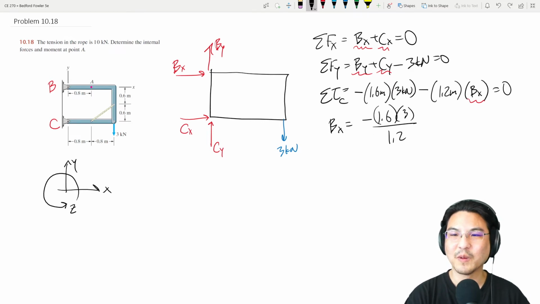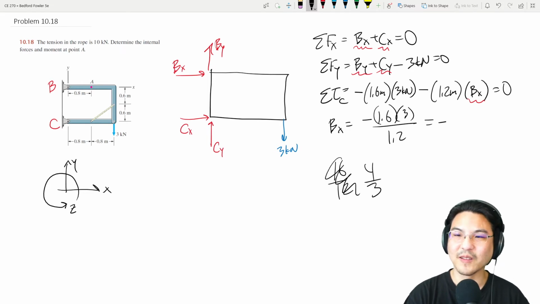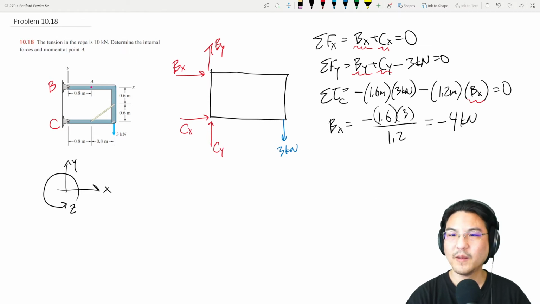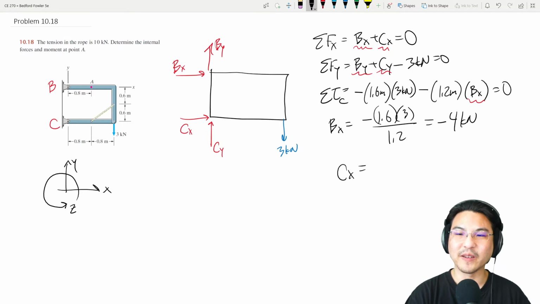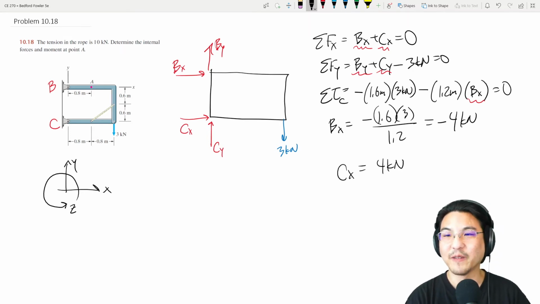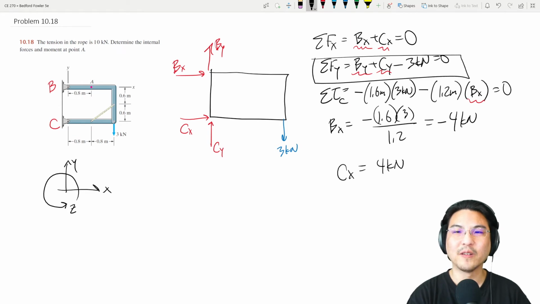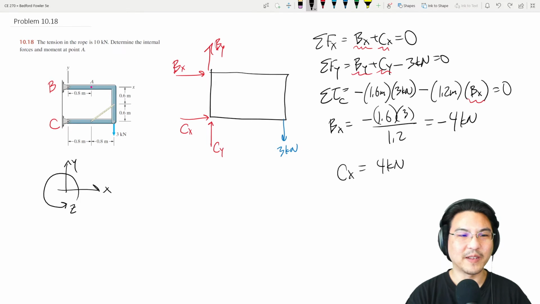Well, let's see. That's like 16 over 12, which is like 4/3. 4/3 times 3 is 4. Okay, so that's negative 4. Take that number, plug it in right here. Cx is minus Bx, so that would be positive 4. Okay, and then we don't have enough equations to solve for the other 2 unknowns. So what do we do next?